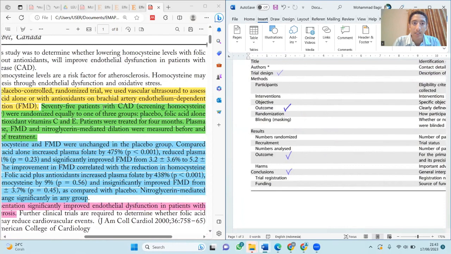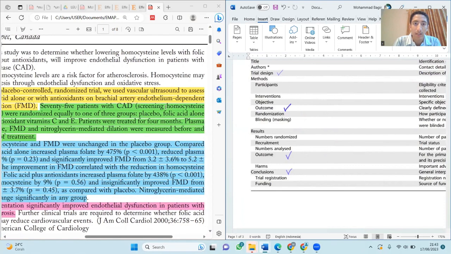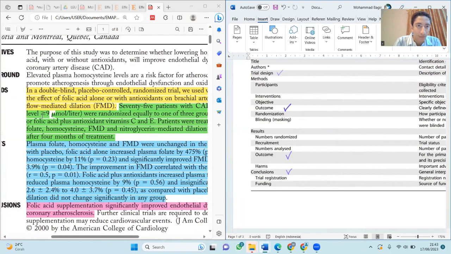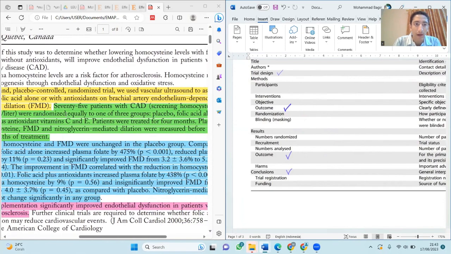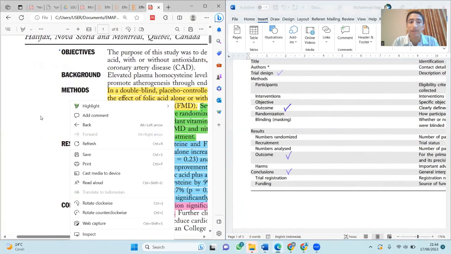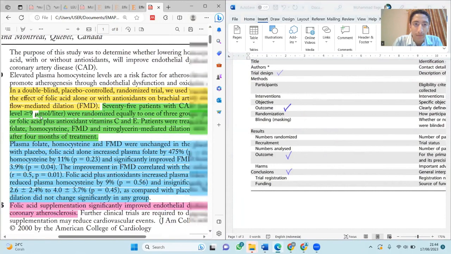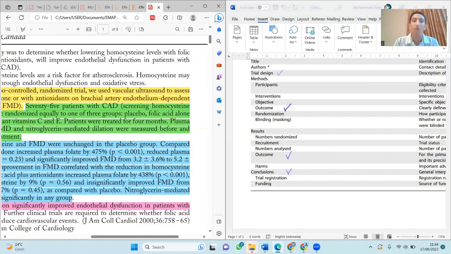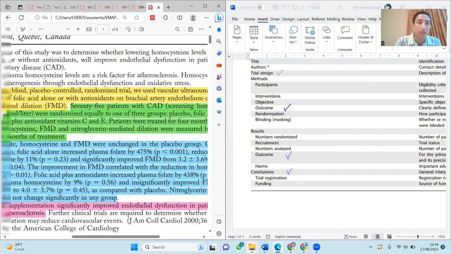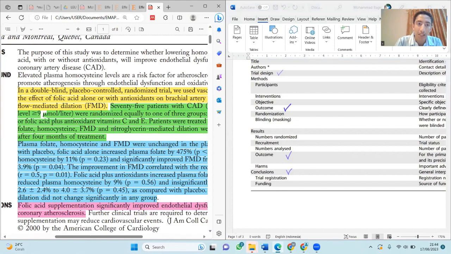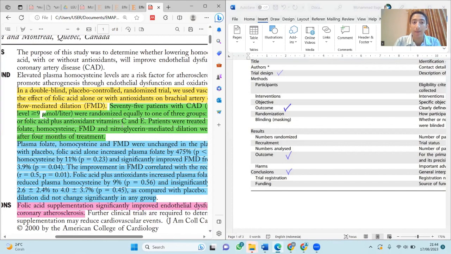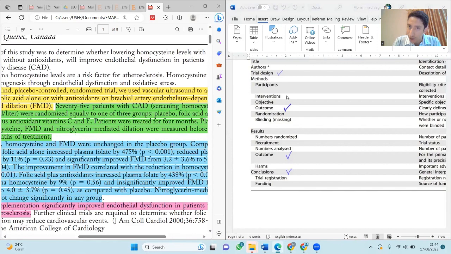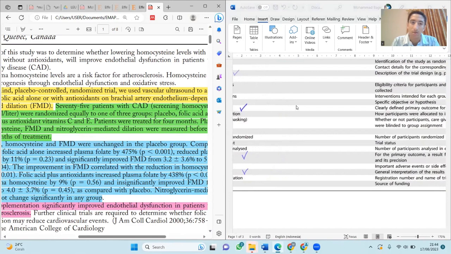75 patients with coronary artery disease were randomized equally to one of three groups: placebo, folic acid alone, or folic acid plus antioxidant vitamins C and E. Okay, so that is the intervention checklist item. And then the specific objective or hypothesis, in this article we cannot find.